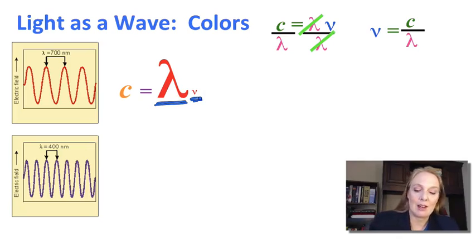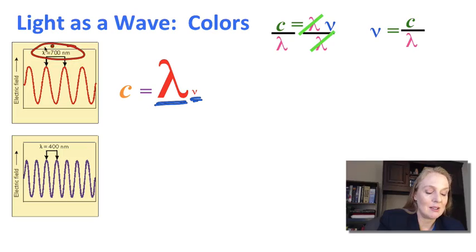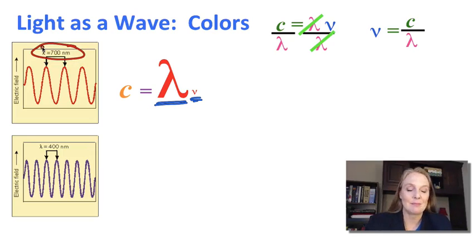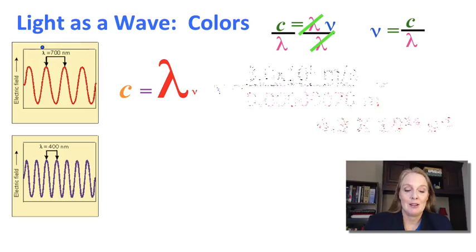Here the wavelength of red light is about 700 nanometers, and this is red visible light. So we could calculate the frequency. We know the wavelength of red visible light is about 700 nanometers.